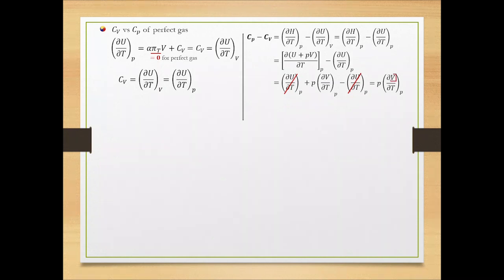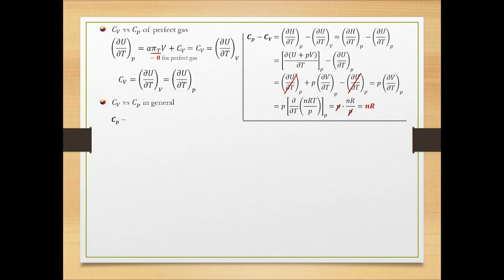The volume of perfect gas is equal to nRT over P. Since nR over P is a constant as a whole, it can be brought out of the derivative, and the first partial derivative of T with respect to T is 1. Now, P is cancelled out, which leads to nR. Consequently, the numerical difference between Cp and Cv of perfect gas is equal to nR. N is the moles of gas, and capital R is the gas constant.